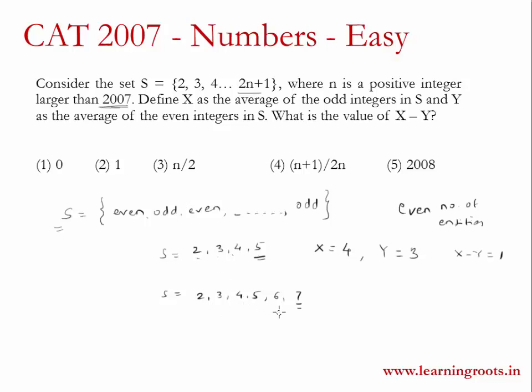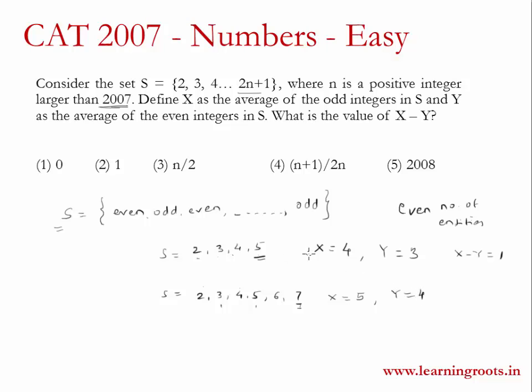So let's look at the next set, which is 2, 3, 4, 5, 6, 7. What will be x here? 3 plus 5, 8 plus 7, 15. 15 by 3 will be equal to 5. And y will be 2 plus 4, 6 plus 6, 12, 12 by 3 will be equal to 4.